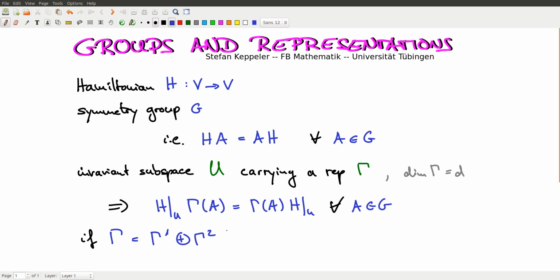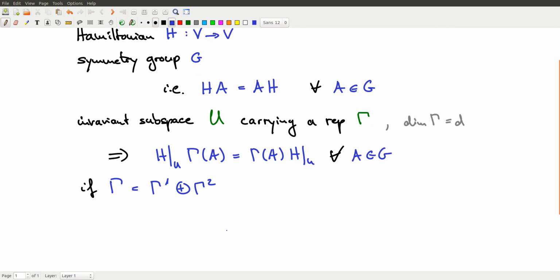What then? Well, then Schur still tells us something about what the Hamiltonian looks like restricted to this subspace. So if you write this as a matrix, it will have this block form, diagonal blocks, maybe of different size. Let's say this is a d1 times d1, d1 the dimension of the representation gamma 1, and d2 times d2 block.